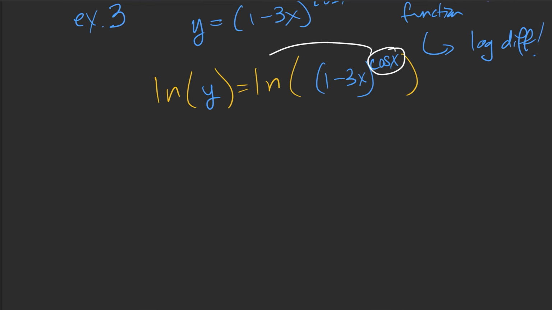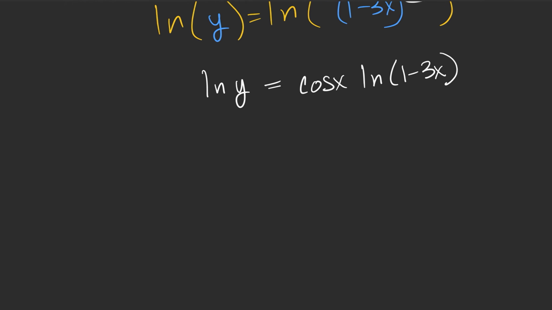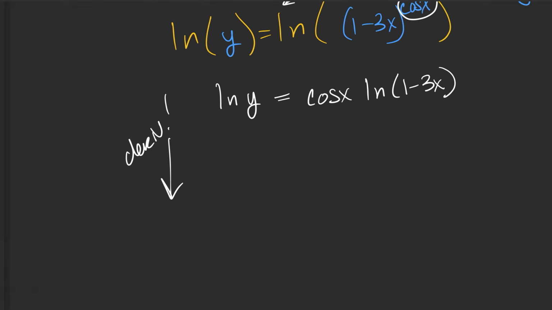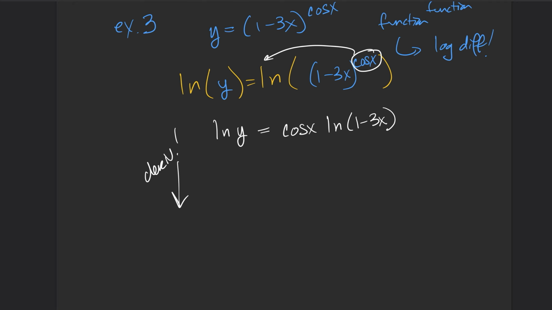So I'm going to take this exponent and pull it out front. So I now have cosine times the natural log of 1 minus 3x. Over here I have natural log of y. Now I can take the derivative. So don't take the derivative too early. The whole reason we took the log was to pull down that exponent.